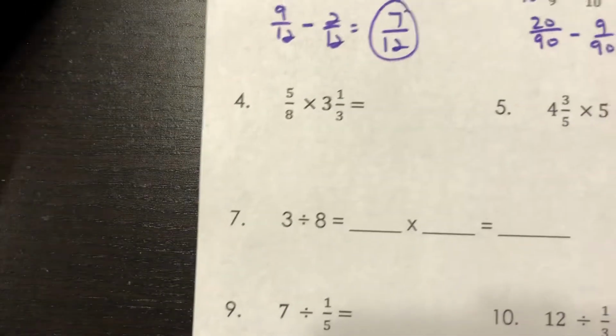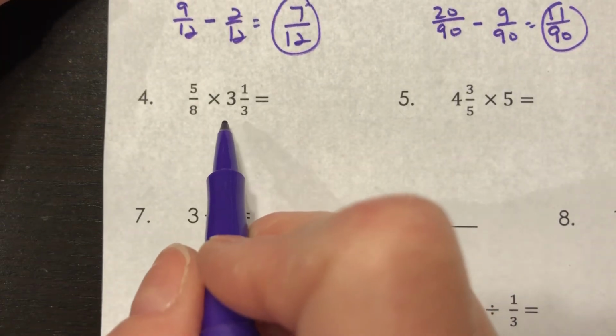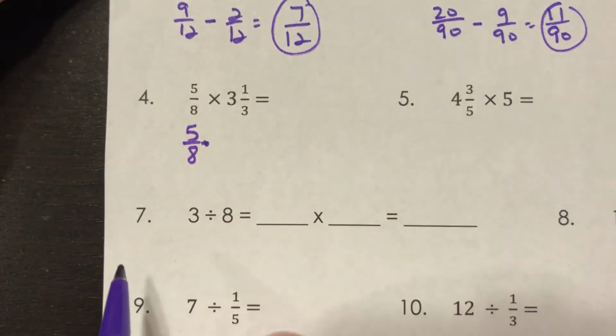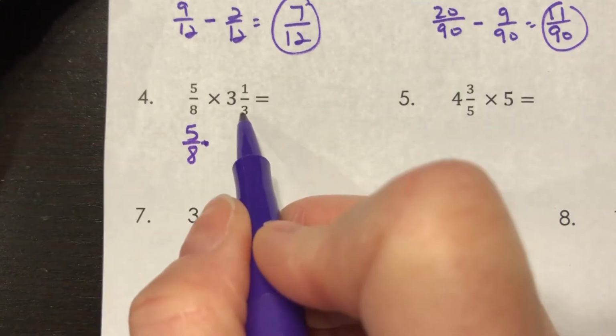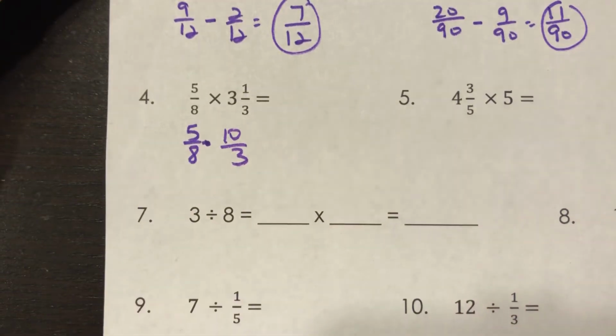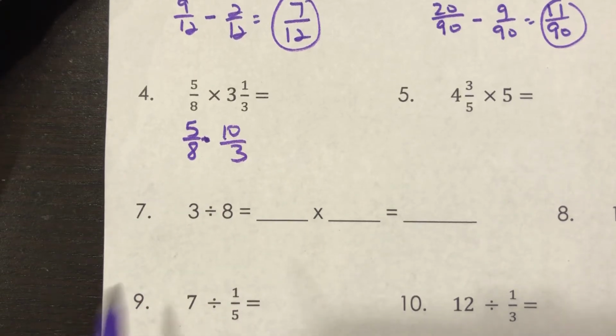Right, now we are into some multiplication. And I see I have a fraction multiplied by a mixed number. So I know that fraction stays the same. And this I want to change to an improper fraction. So 3 times 3 is 9, plus 1 is 10/3. So we don't have to have a common denominator when we're multiplying fractions, right? They just both need to be in fractional form.